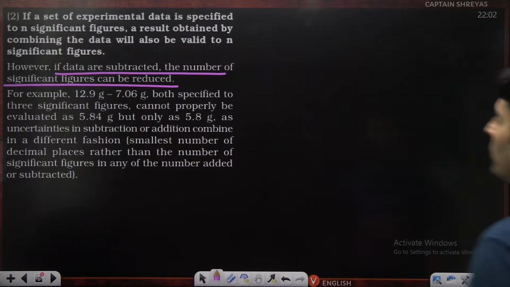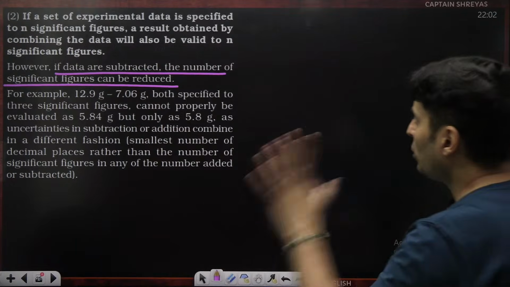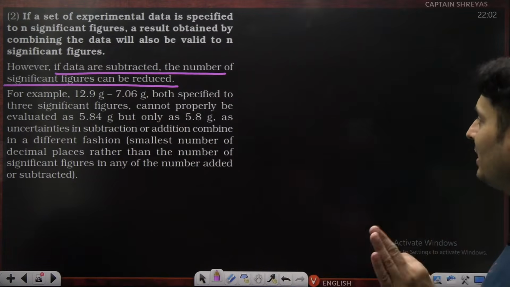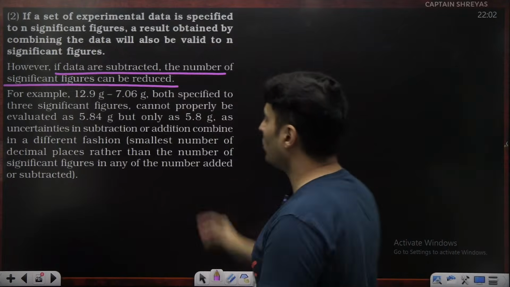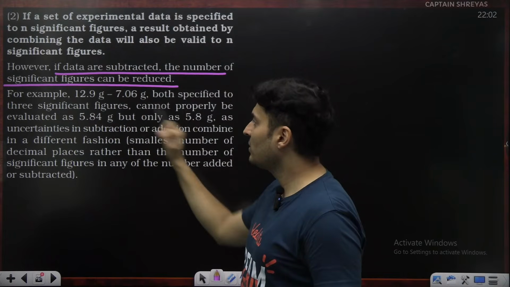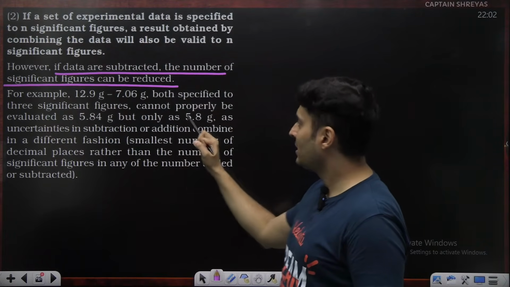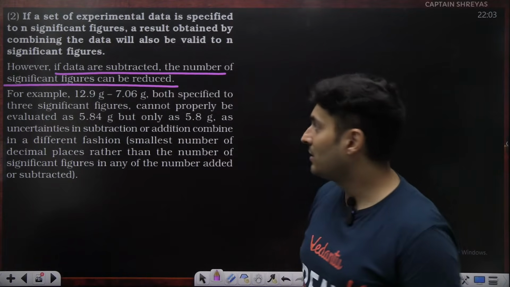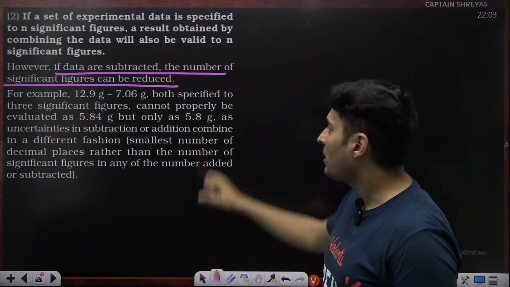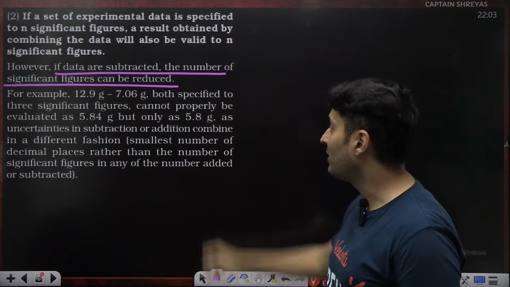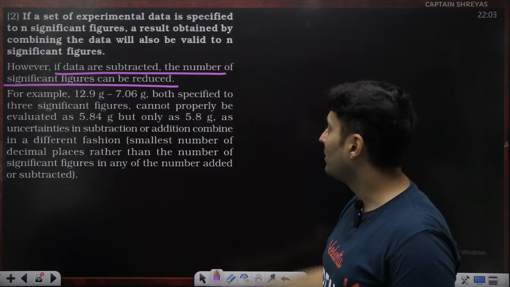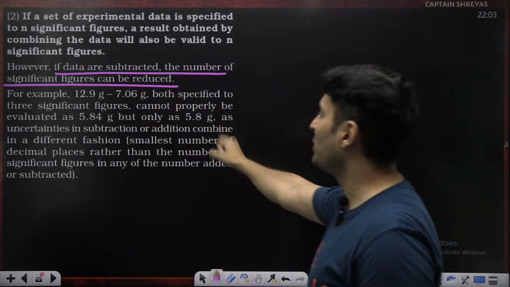For example, see guys, 12.9 minus 7.06. Both are given to 3 significant figures, like you can see 1, 2, 3, 1, 2, 3. When you subtract them, you will notice that the final answer may not be up to 3 significant figures, but maybe 2 significant figures, like you can see over here. The reason for that is probably mentioned over here.